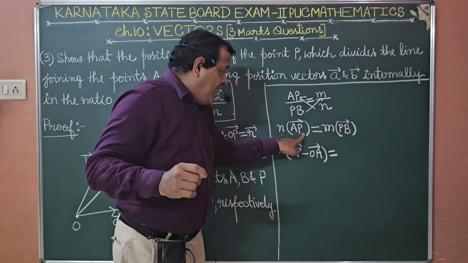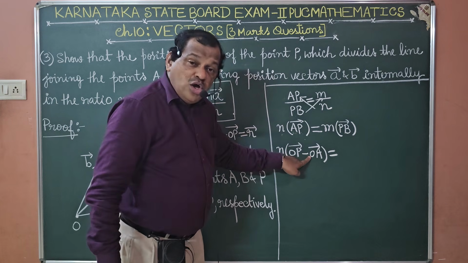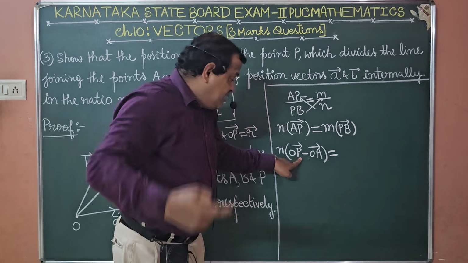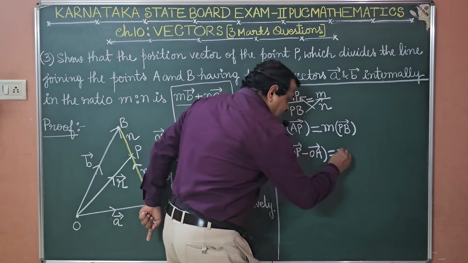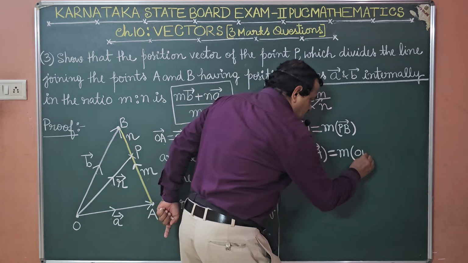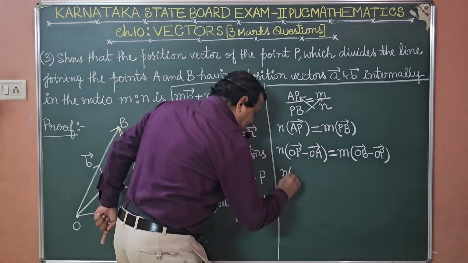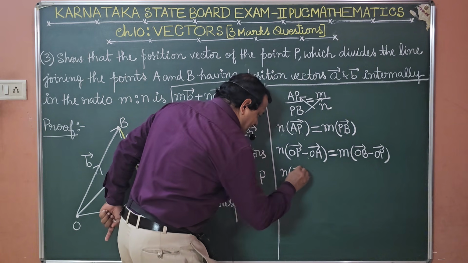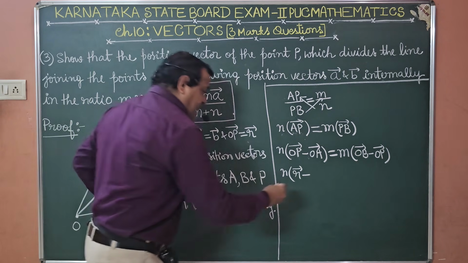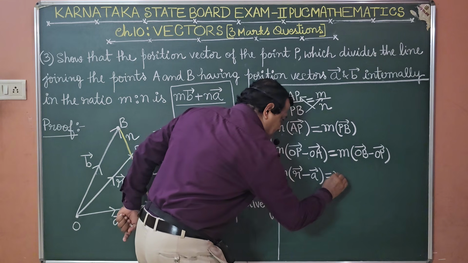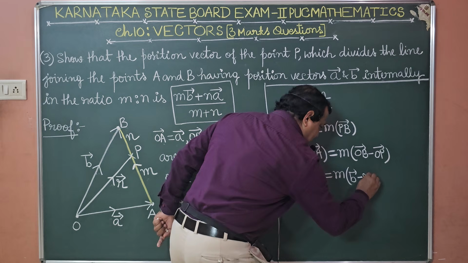It is the position vector of point P with respect to O minus the position vector of point A with respect to O. Which point comes second? P comes second, so its position vector comes first. A comes first, so its position vector comes second. Similarly here, M into the PB vector is the OB vector minus the OP vector. Now I will substitute. It is N into OP vector, which is the R vector, minus OA vector, which is the A vector. This is equal to M as it is, into OB vector, which is the B vector, minus OP vector, which is the R vector.